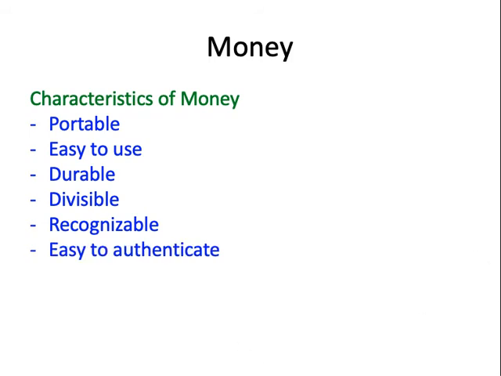The next one is easy to authenticate. So when you say easy to authenticate, you need to be able to say it's recognizable, one, by sight, but you need to be able to figure out, is this actually money? Is this counterfeit or whatnot? So I used to work at Royal Bank in the business banking, I guess I'll call it a cage. And so people would drop off bags of money from their businesses every day.